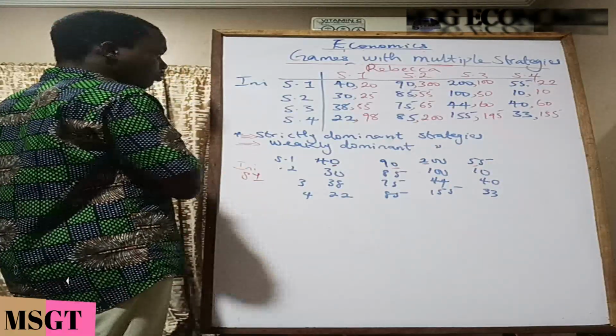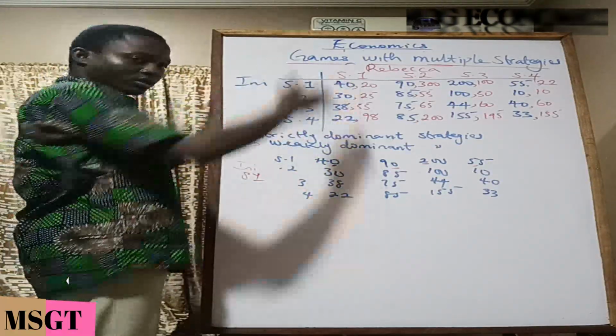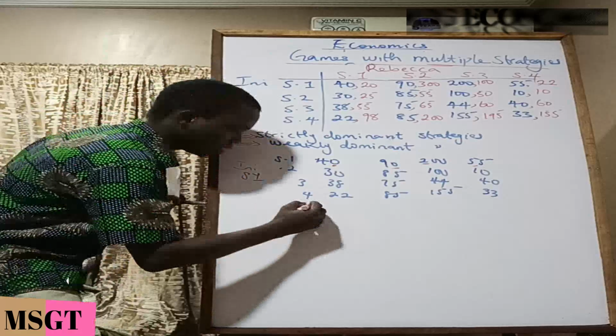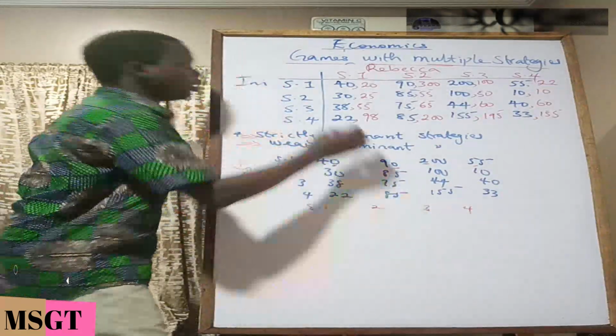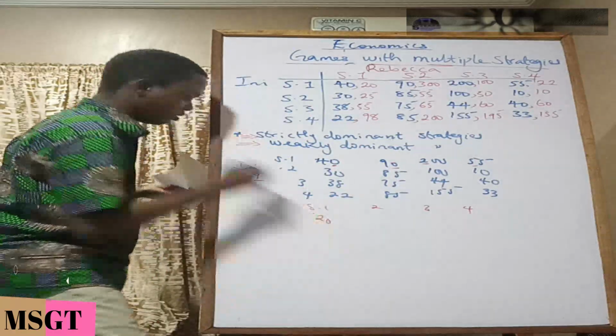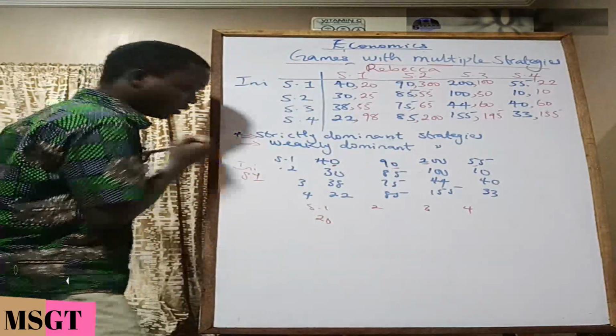Now for Rebecca, remember I said Rebecca's are arranged this way. So Rebecca is S1, then 2, 3, and then 4. What are the payoffs? 20, let me write it in. Okay, well, no problem.